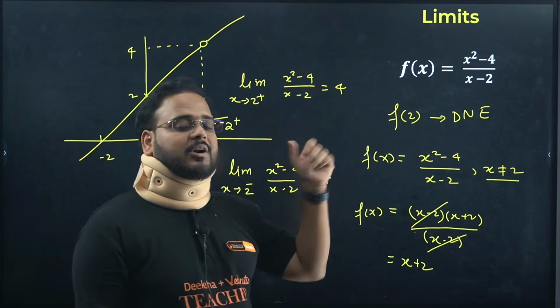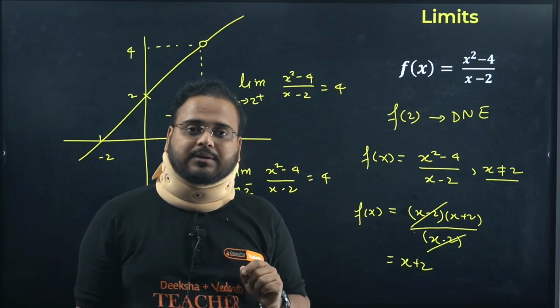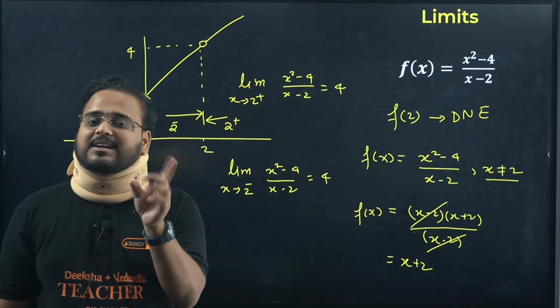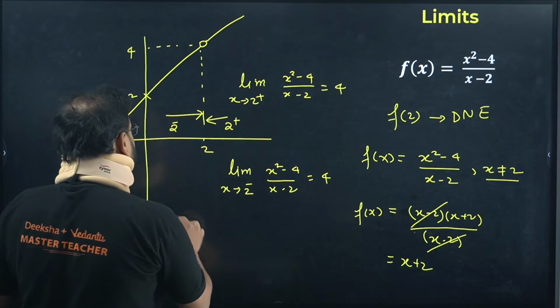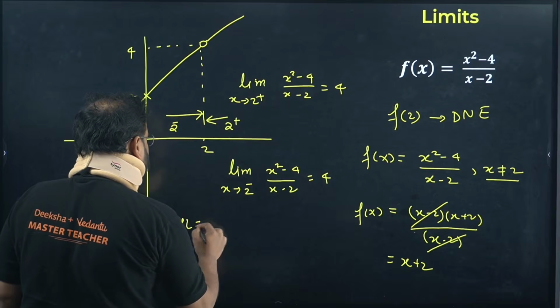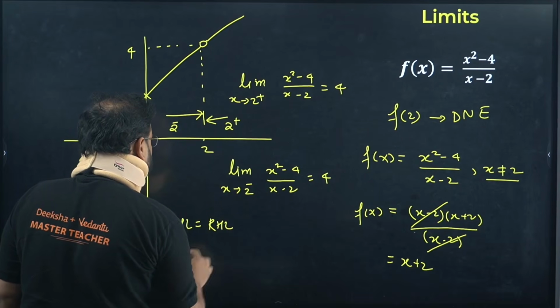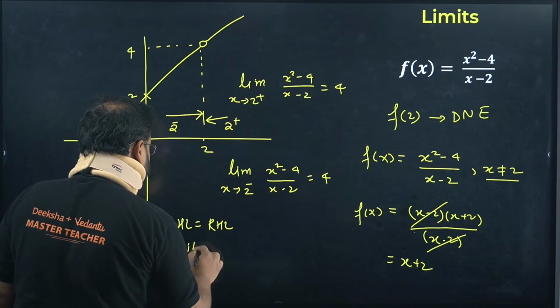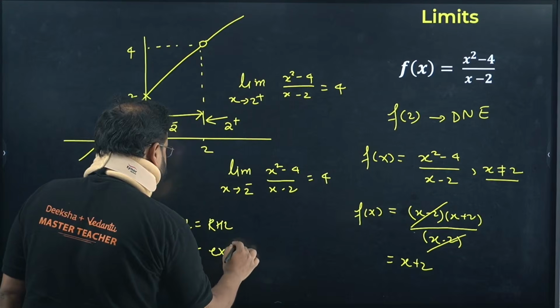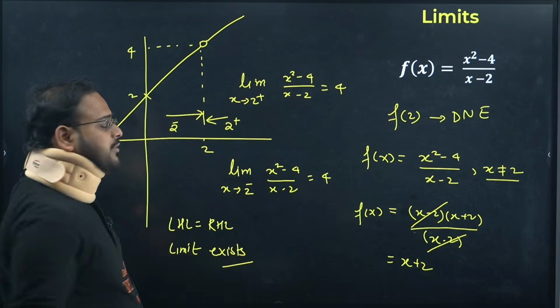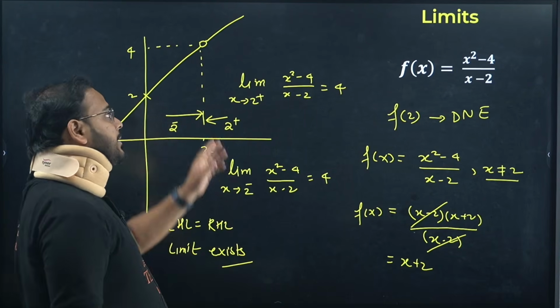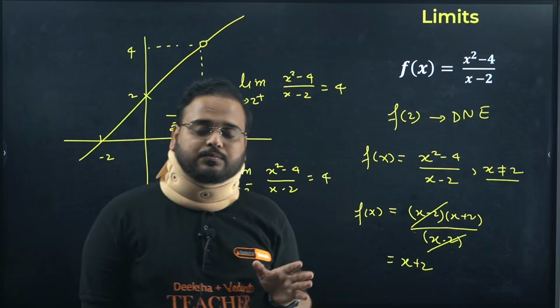Whether you approach from the right hand side or left hand side, the limit is what? 4 only. So whenever we say that the LHL value is equal to the RHL value, we call that the limit exists.